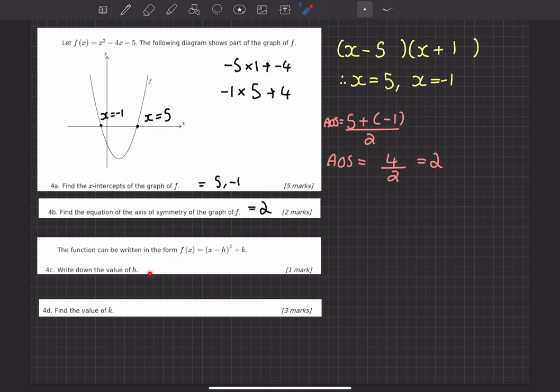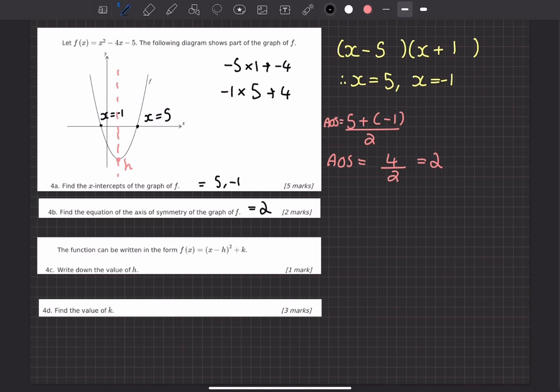And now the next question is telling us to put it essentially in vertex form and to write down the value of h. And we know that h is the x-coordinate of the vertex, right? This is h. And the axis of symmetry runs through the exact middle. The axis of symmetry, as we said earlier in the video, is the x-coordinate of the vertex.